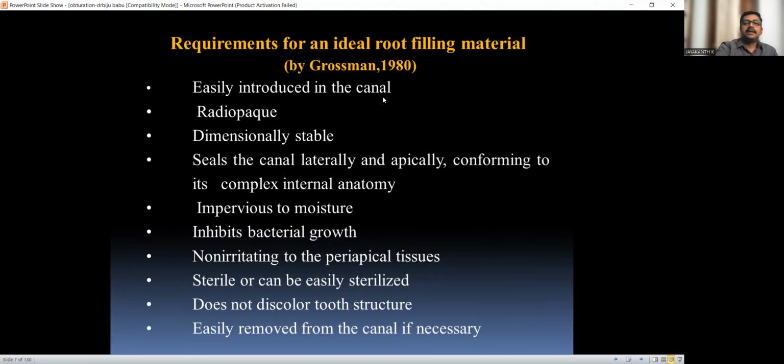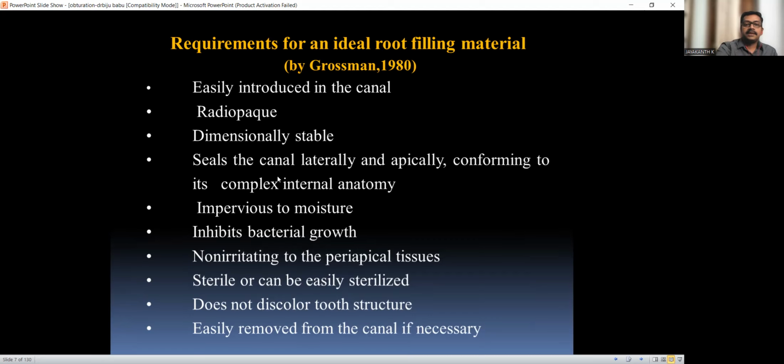It should be easily introduced into the canal. That's the first criterion. It should be easily introduced into the root canal space, and it should be radio opaque. Any material which you are going to use for obturation should be radio opaque, so that the extensions of your obturation, or any area you want to visualize through a radiograph, should be visible. And the material should be dimensionally stable.